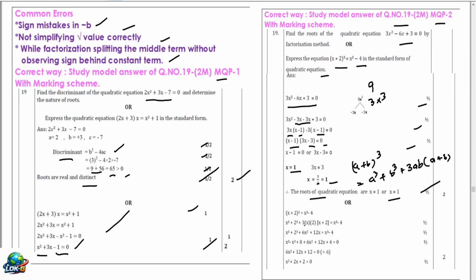x cube plus 2 cube, 3 2s are 6 into x is 6x square plus 3 2s are 6, 6 2s are 12x, and right hand side you write x cube minus 4. Take all the right hand side to the left, you get 0. x cube minus x cube cancels. 2 cube is 8, 6x square plus 12x plus 12 is equal to 0. You can observe 6 is common here, divide whole by 6, you will get x square plus 2x plus 2. Like this, for every step you will get half mark, thus you can score 2 marks.